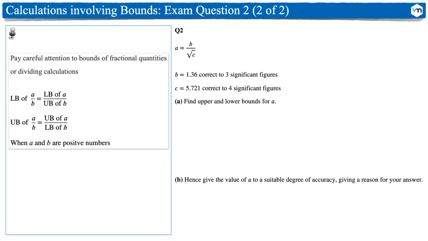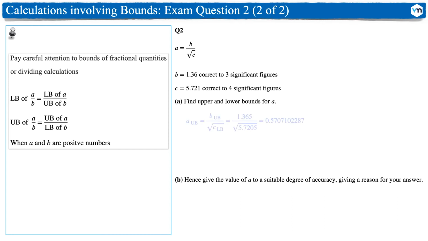In question 2, a equals b over the square root of c, and b is equal to 1.36 correct to 3 significant figures, and c equals 5.721 correct to 4 significant figures. And in part A we need to find the upper and lower bounds for a.